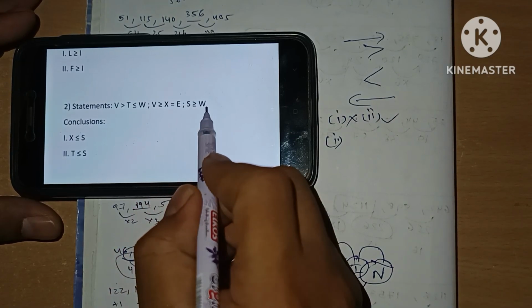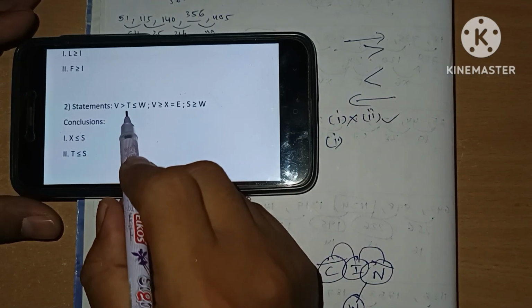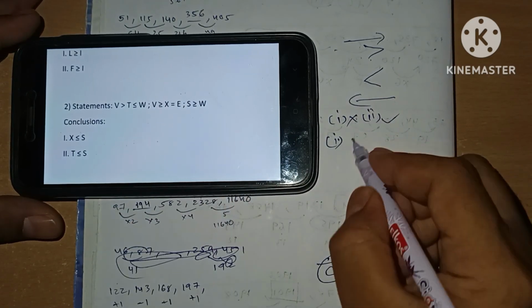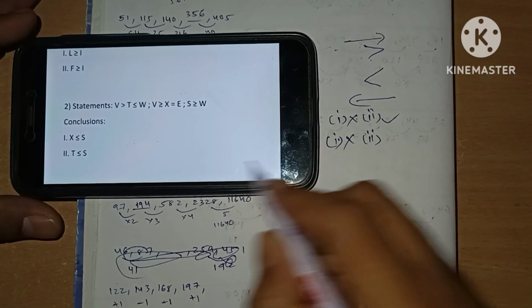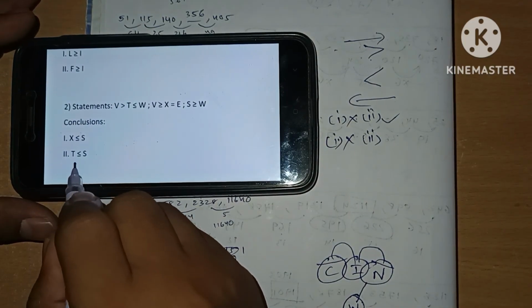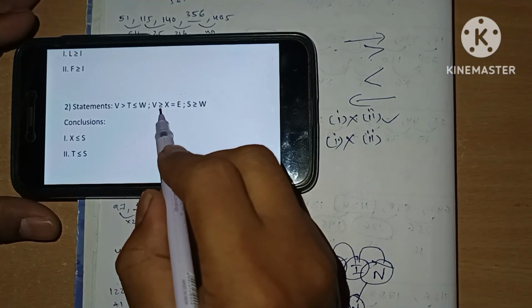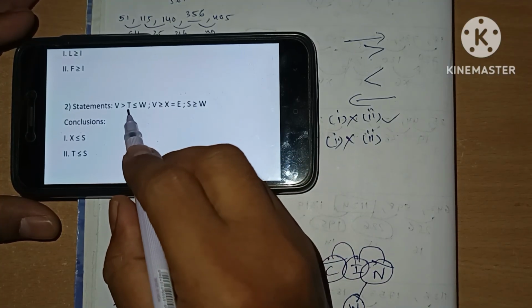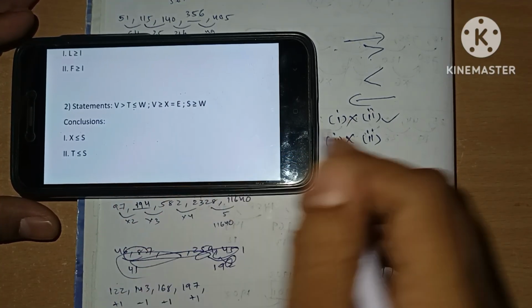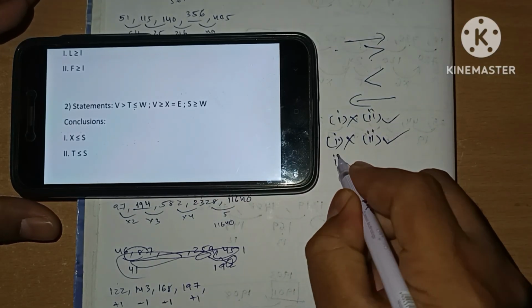From S we can reach to W. From W we can reach to T but not to X. So first conclusion will be false. Second conclusion, the flow from S to T with everywhere equal to. From S we can reach to W. From W we can reach to T and there is equal to everywhere. So second conclusion will be true.